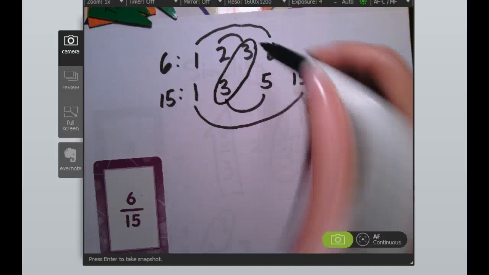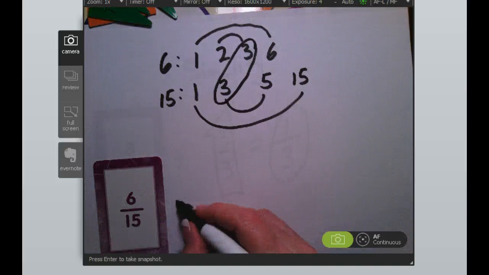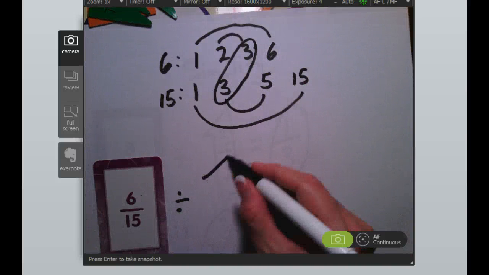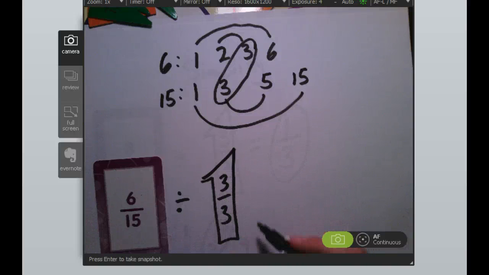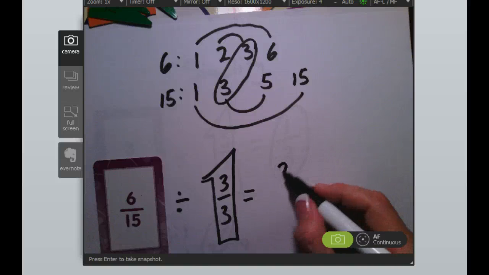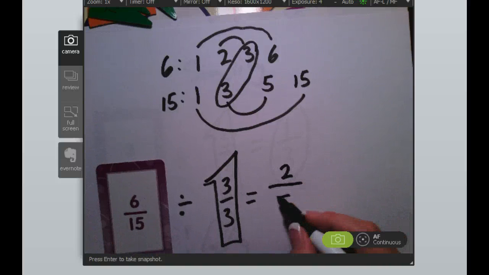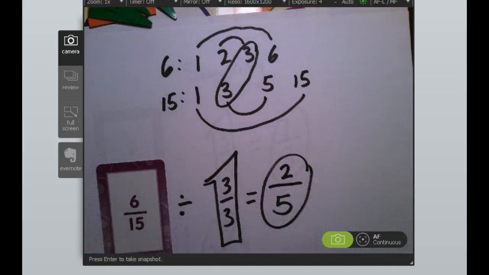Again, we can see that there's something in common. So I am going to divide by 1, or 3 over 3. 6 divided by 3 is 2. 15 divided by 3 is 5. 2/5 is equivalent to 6/15.